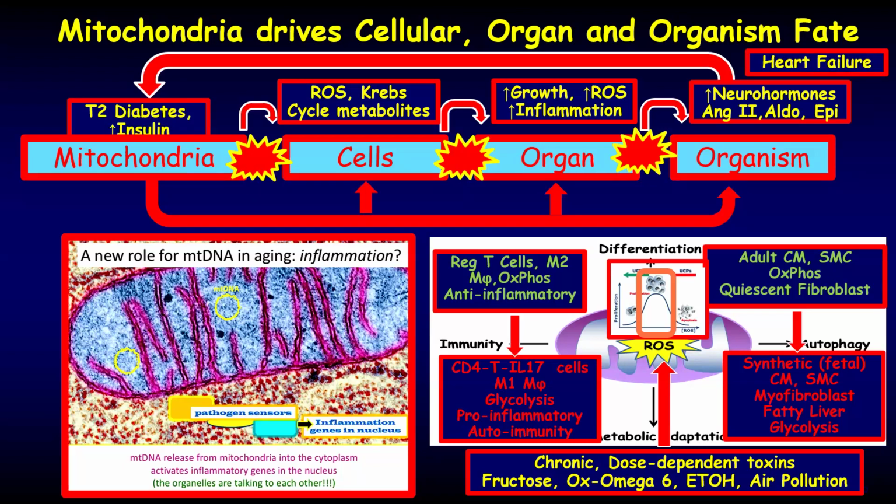So if our mitochondria are healthy, then we're doing good. If our mitochondria are not healthy, we're going to have disease. And even if it's just a single organ disease, it's going to spread to all the other organs.